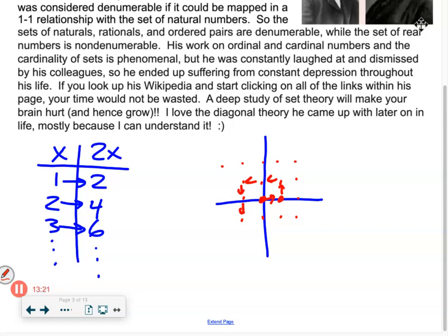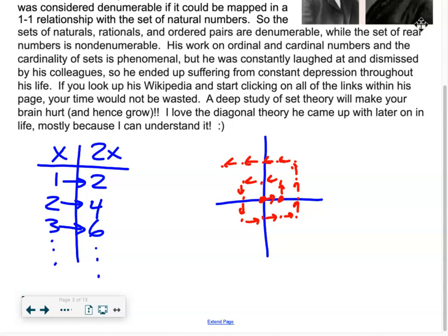You can map the ordered pairs to the rational numbers, because remember the rational numbers are just your fractions, right? So if you map all the ordered pairs to just fractions, just do like an x over a y or a y over an x. Now you've mapped all your ordered pairs onto your fractions, and if you can map your fractions onto your numbers, then you've got a denumerable set. So anyway, that being said, then you've got your real numbers, which are definitely non-denumerable.